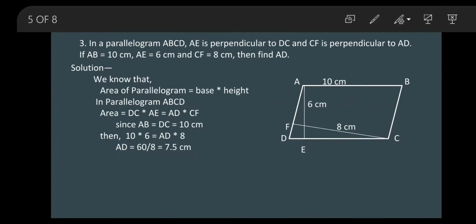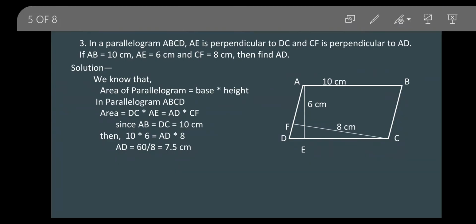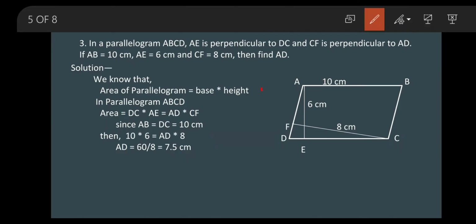Now the third question. In a parallelogram ABCD, AE is perpendicular to DC and CF is perpendicular to AD. If AB is equal to 10 cm, AE is equal to 6 cm and CF is equal to 8 cm, then find AD. Area of a parallelogram is base into height. This ABCD is a parallelogram and AE is perpendicular on CD, CF is perpendicular on AD.